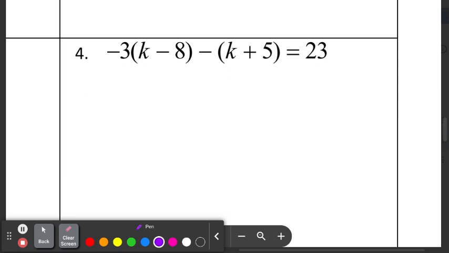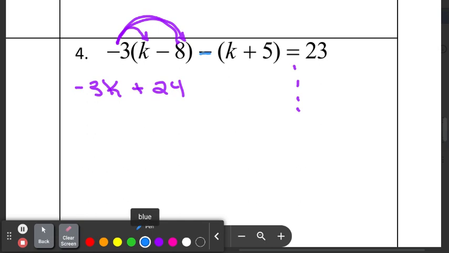So we have lots of parentheses. Here's my equal to bar. First thing I'm going to do is distribute this negative 3. Negative 3 times k and negative 3 times negative 8. So that's negative 3k. And here a negative times a negative is a positive. And then I have this minus sign. That's really a negative 1. Negative 1 times k is minus 1k. Negative 1 times 5 is minus 5.